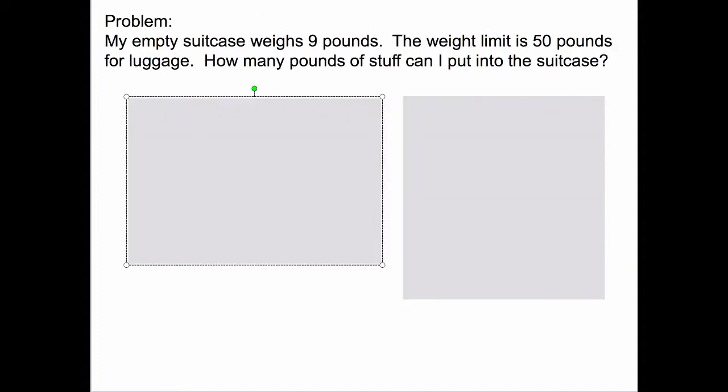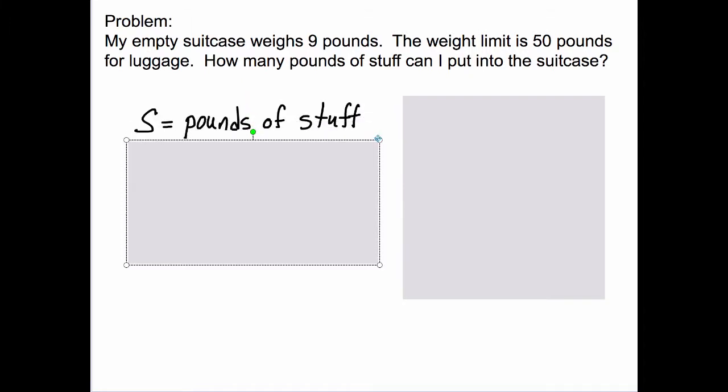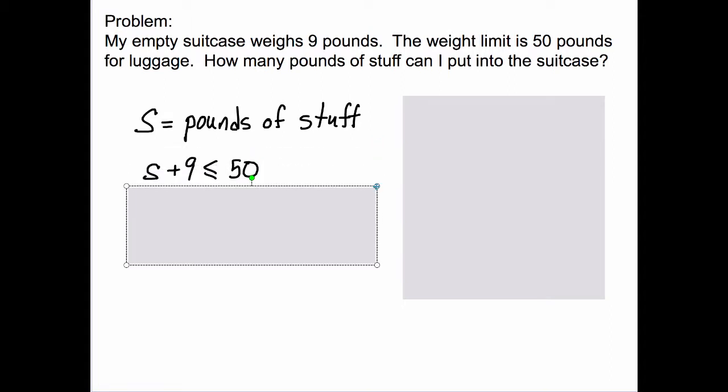So let's take a look at the first problem. We'll represent it as follows. We'll let S be the variable that represents the pounds of stuff that I could put into my suitcase, and the inequality would be this. The number of pounds of stuff I have plus 9, which is the weight of the suitcase, has to be less than or equal to 50 pounds.